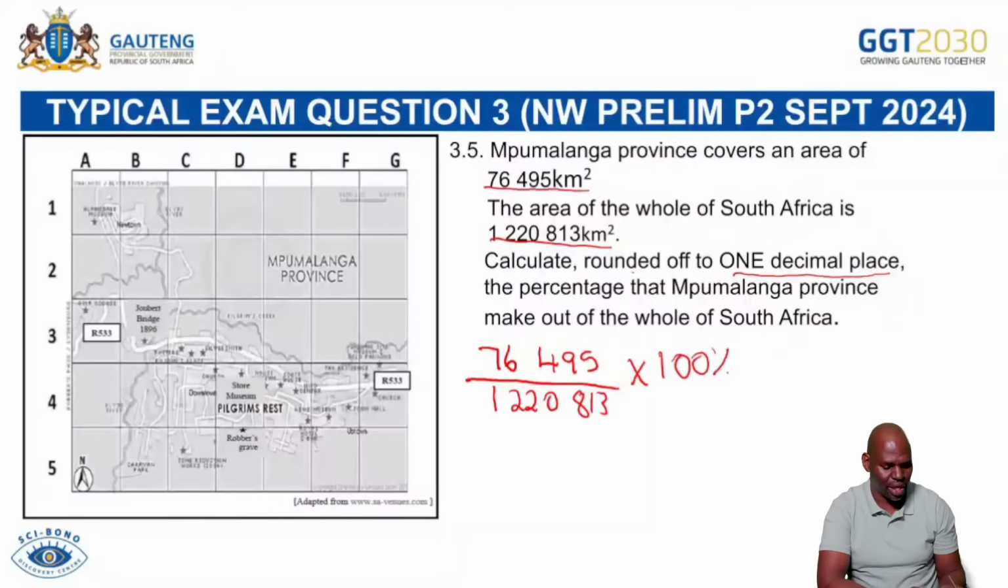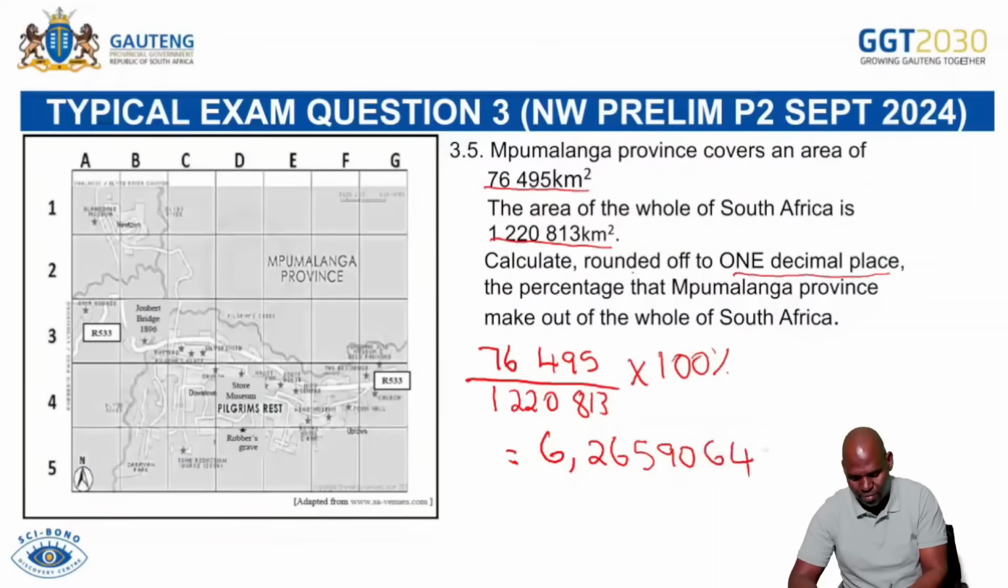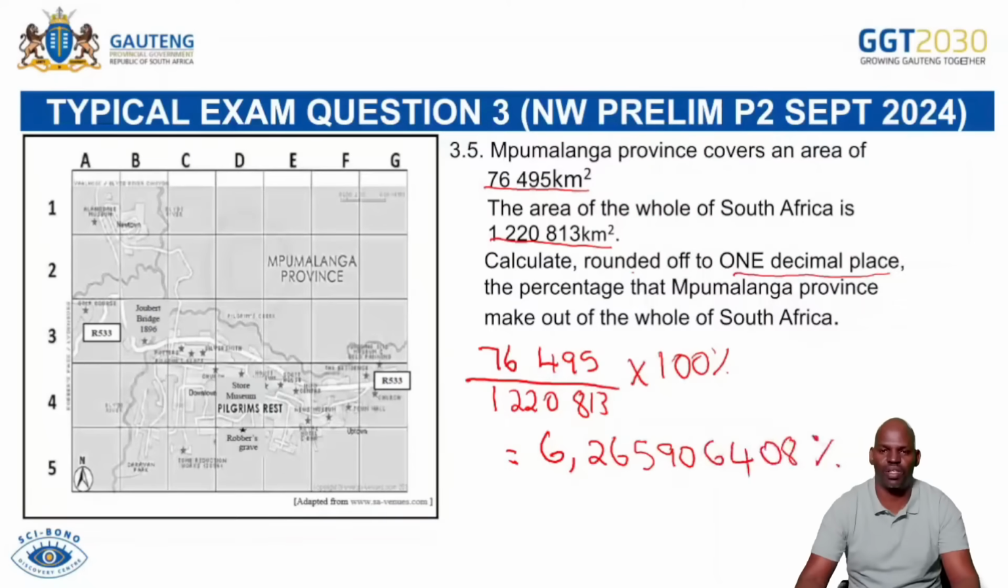Then in this case, I'm getting 6,265. Let me verify it again. 76,495 divided by 1,220,813. I get 0,062, then I multiply it by 100. I'm getting the original answer, 6,2659064. This is the percentage. That is the original answer that I'm getting from the calculator.